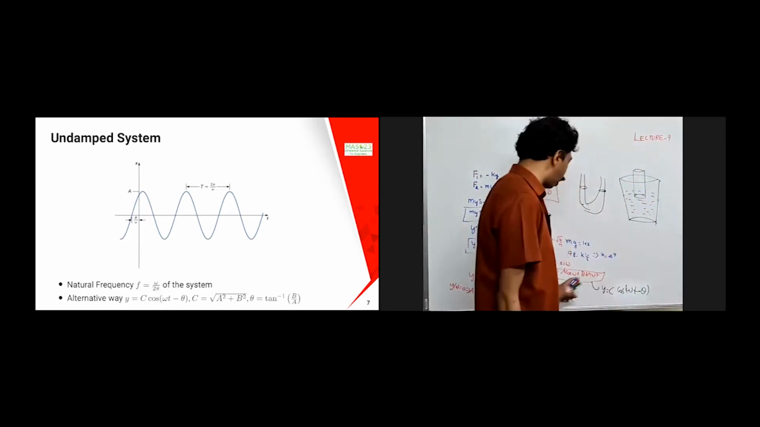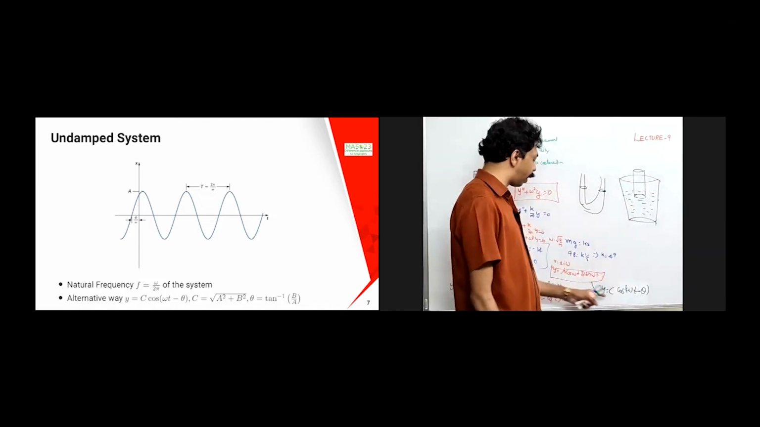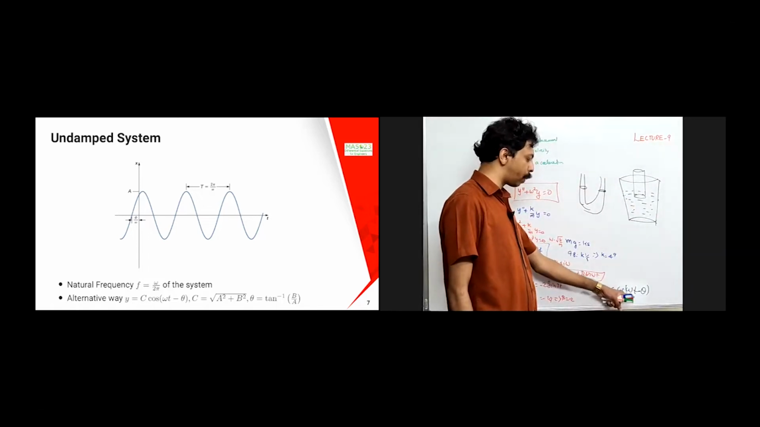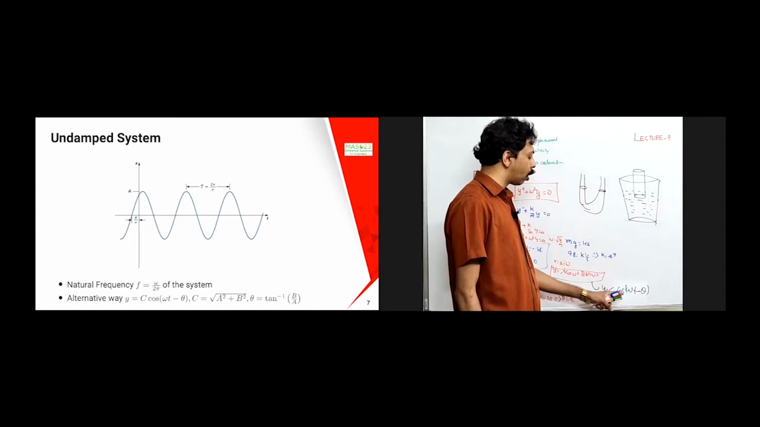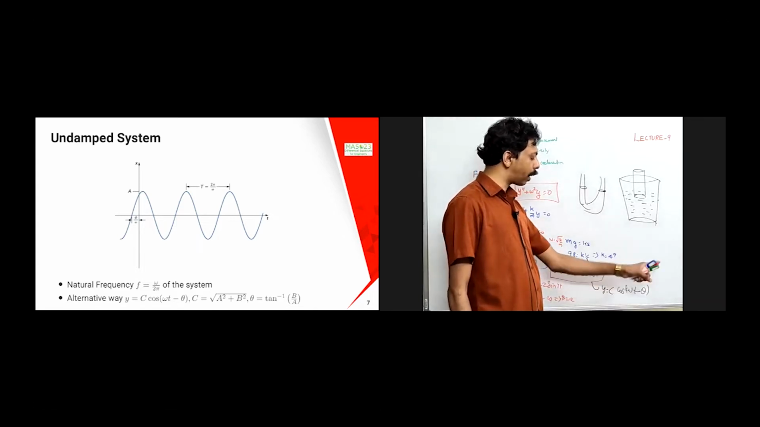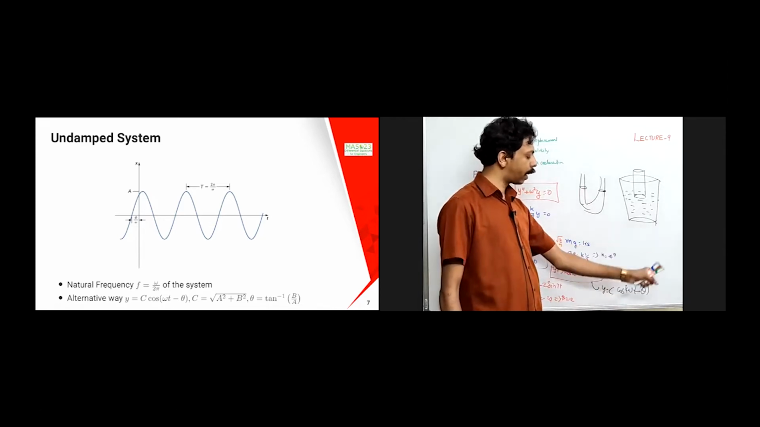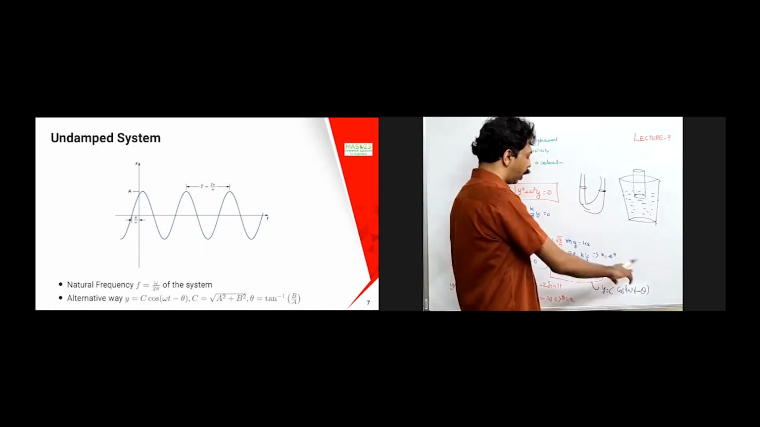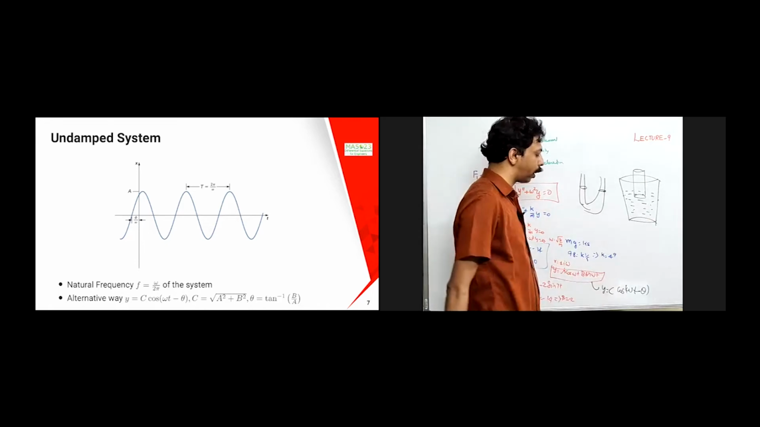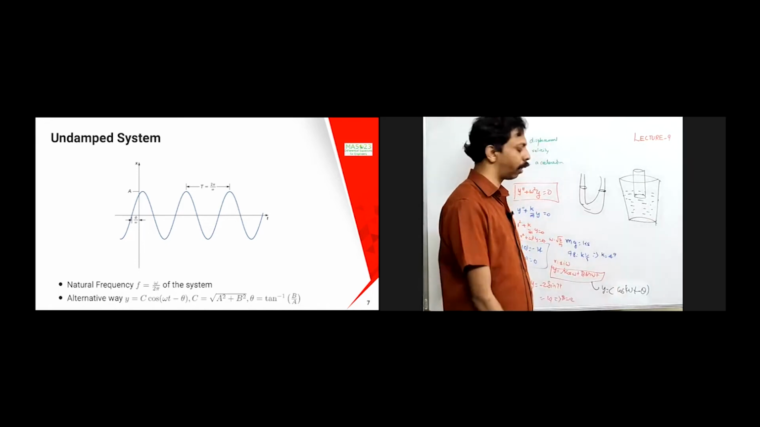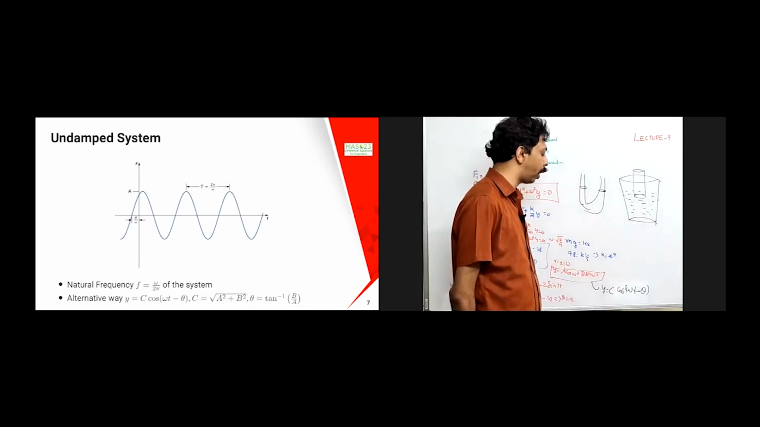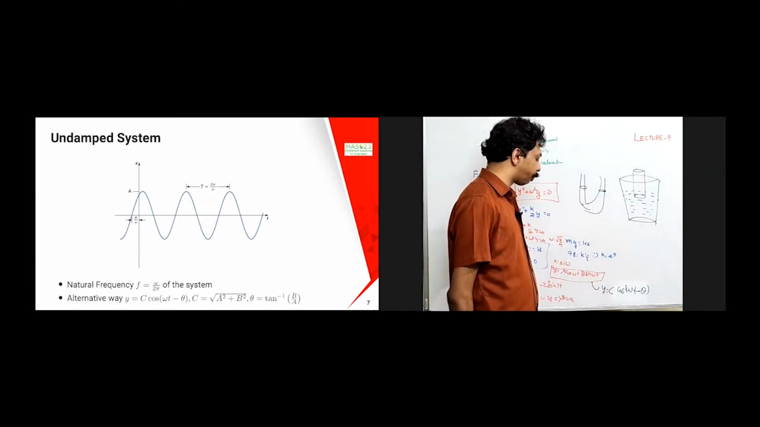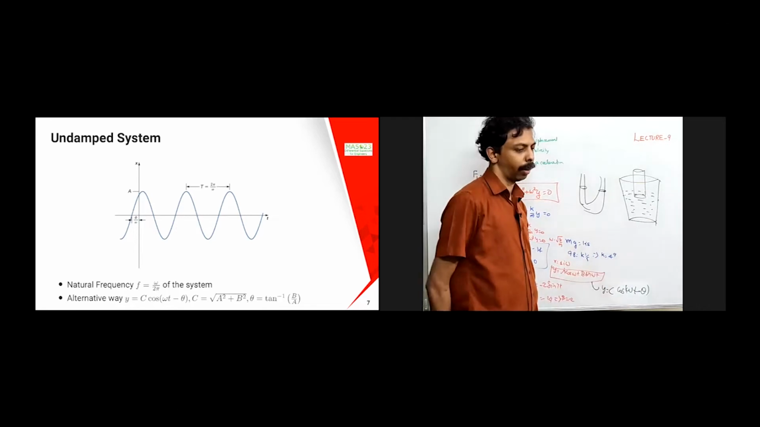For c and theta, you can find them from here. Expand this one using the cos(a plus b) formula. You will get c cos omega t cos theta plus c sin omega t sin theta. Equate those terms, and then you can find your c and theta. c becomes square root of a square plus b square, and theta becomes tan inverse of b by a. From that, you can calculate the oscillation.